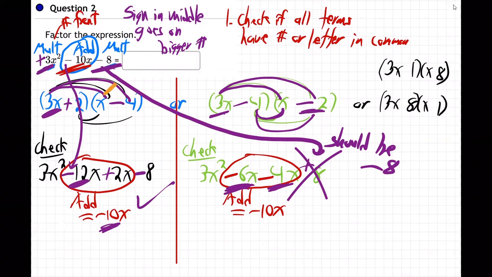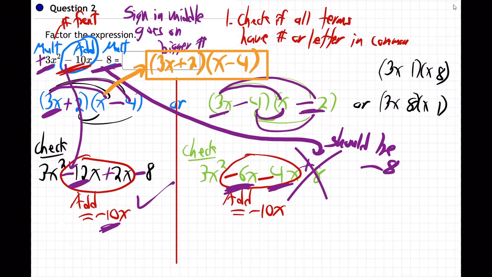So what's the right answer in the end? This one. So the right answer is 3x plus 2, x minus 4. That's the right answer when all is said and done. There's the right answer. Does everybody see that? I know that's kind of tricky. There's a lot to that.